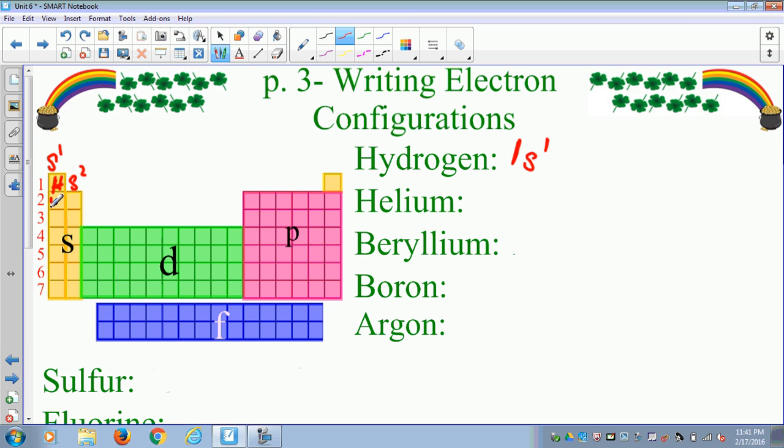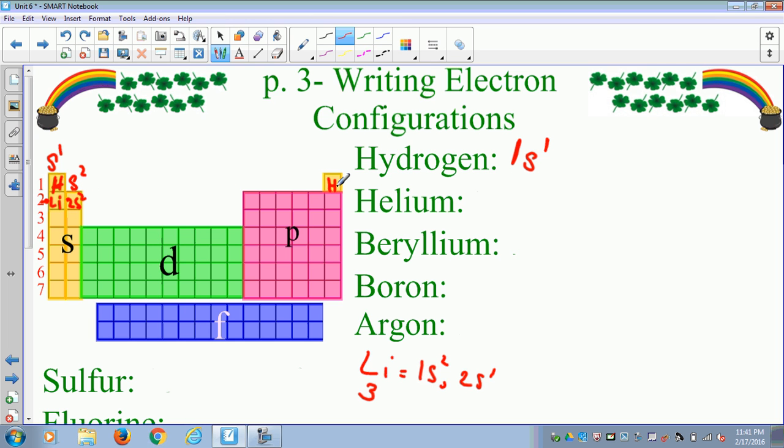If I want to do the electronic configuration of lithium, lithium has a total of 3 electrons. So I start with the 1 first. I will do 1s2 and 2s1, because lithium is sitting right here. So 2s1. This will be 2s2. This is where it will end.